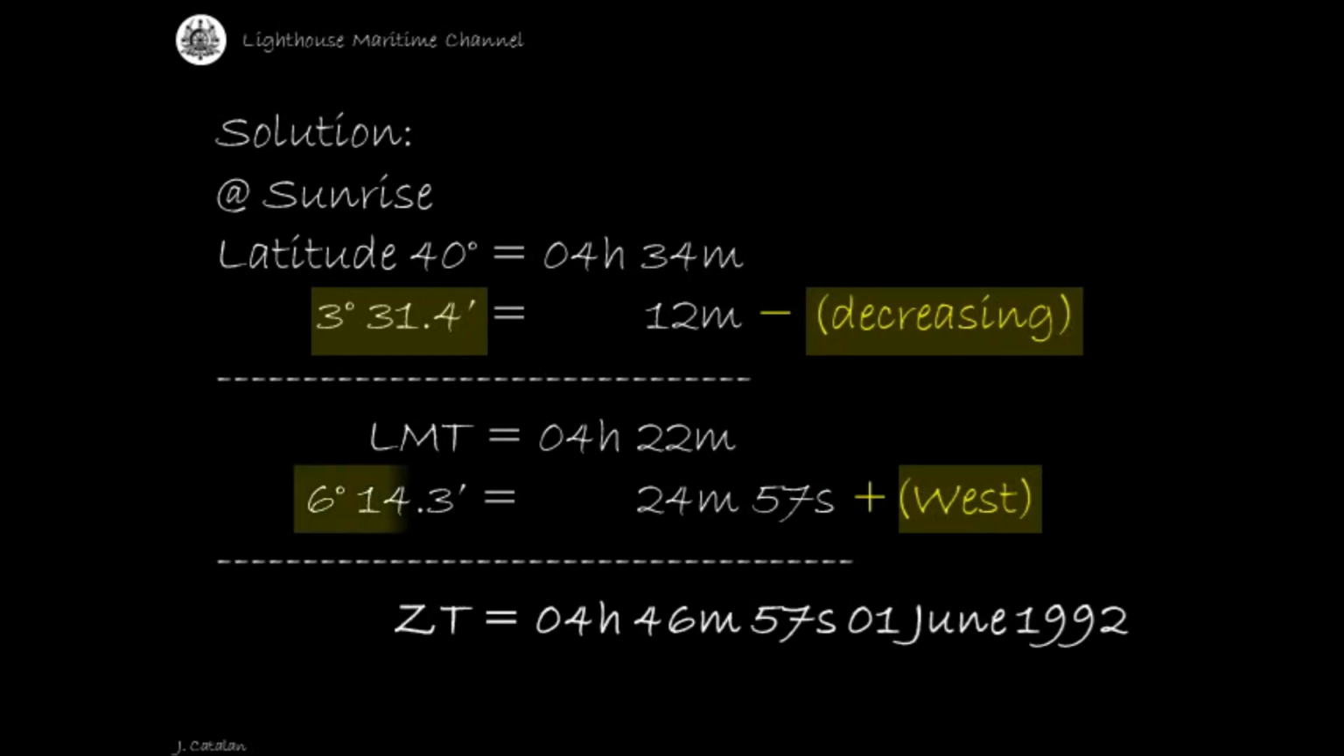Oh! I almost forgot, where did we get 6 degrees and 14.3 minutes? Well, it is from the difference of ship's longitude and the zone longitude. And these are the values: 36 degrees, 14.3 minutes, west, and 30 degrees. The result is 6 degrees and 14.3 minutes.